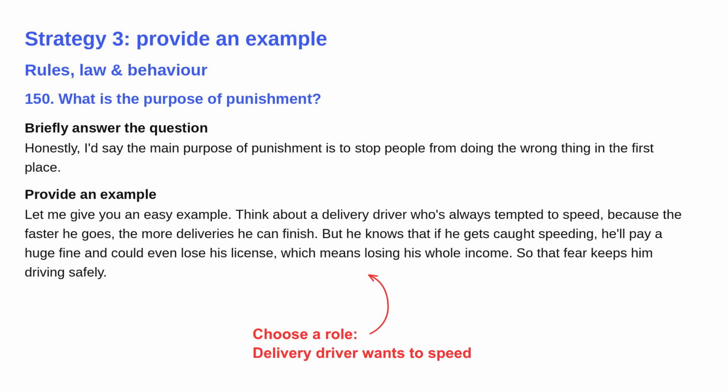Think about a delivery driver who's always tempted to speed, because the faster he goes, the more deliveries he can finish. But he knows that if he gets caught speeding, he'll pay a huge fine and could even lose his license, which means losing his whole income. So that fear keeps him driving safely.